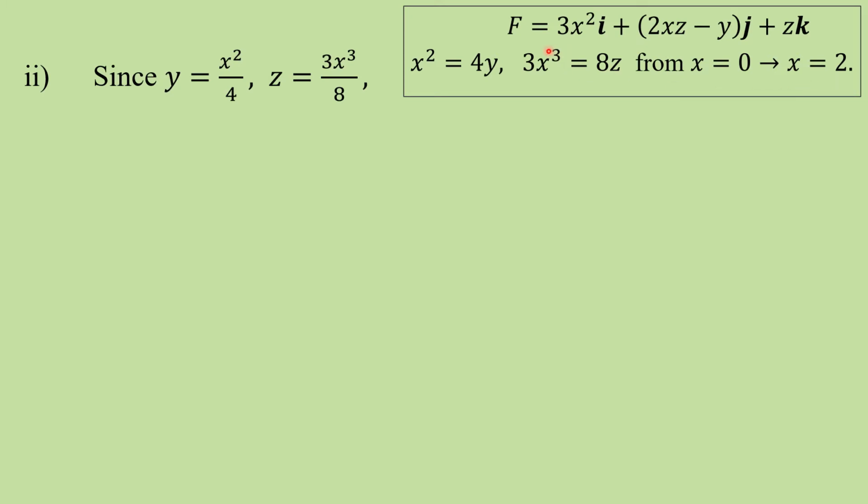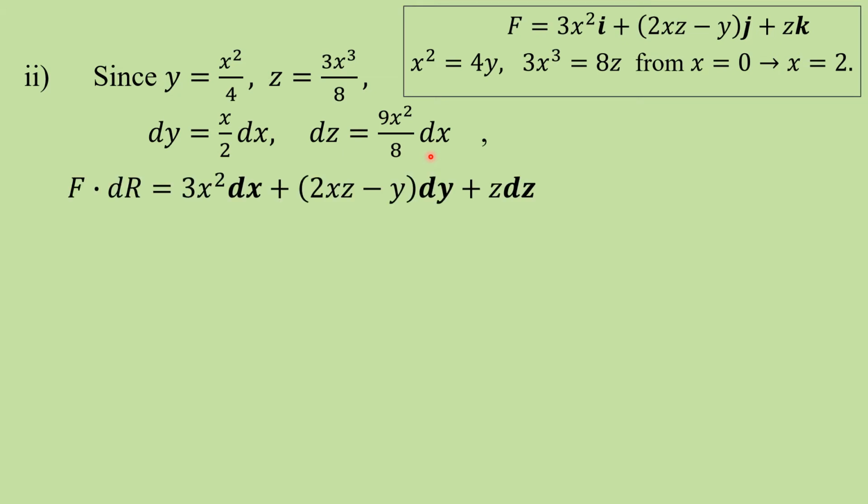So that means here already we got F dot dr. Now I write the equation of the curve in terms of x. So by this y is equal to x square by 4, z is equal to 3x cube by 8. So I can get dy and dz. dy is 2x dx by 4 gives x by 2 dx. dz, differentiate this, that is 3 into 3x square dx by 8, 9x square dx by 8.